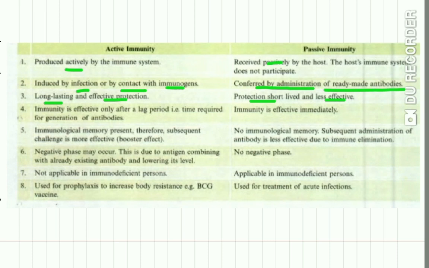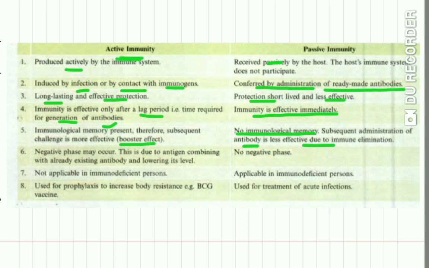The active immunity is effective only after a lag period, which is the time required for the generation of antibodies, while the passive immunity is effective immediately. Now, the immunological memory is present in active immunity, therefore subsequent challenge is more effective, and the subsequent challenge appears as a booster effect, while the passive immunity has no immunological memory and subsequent administration of antibody is less effective due to immune elimination.